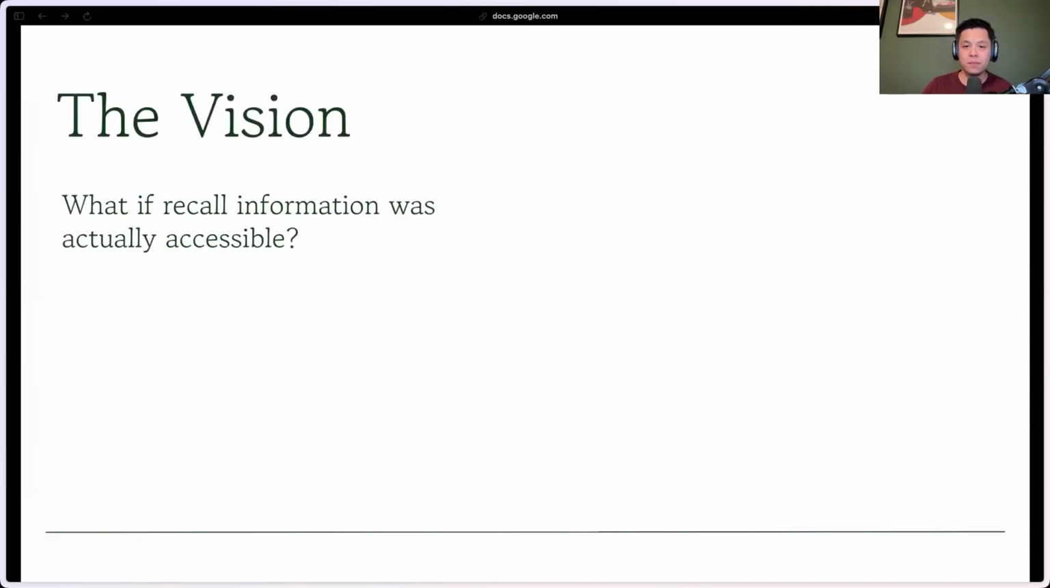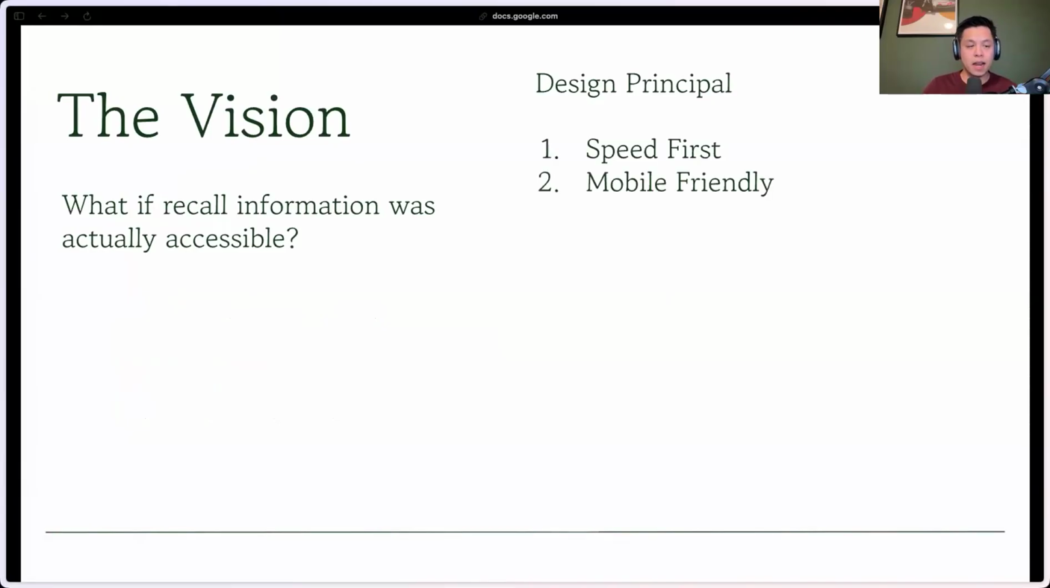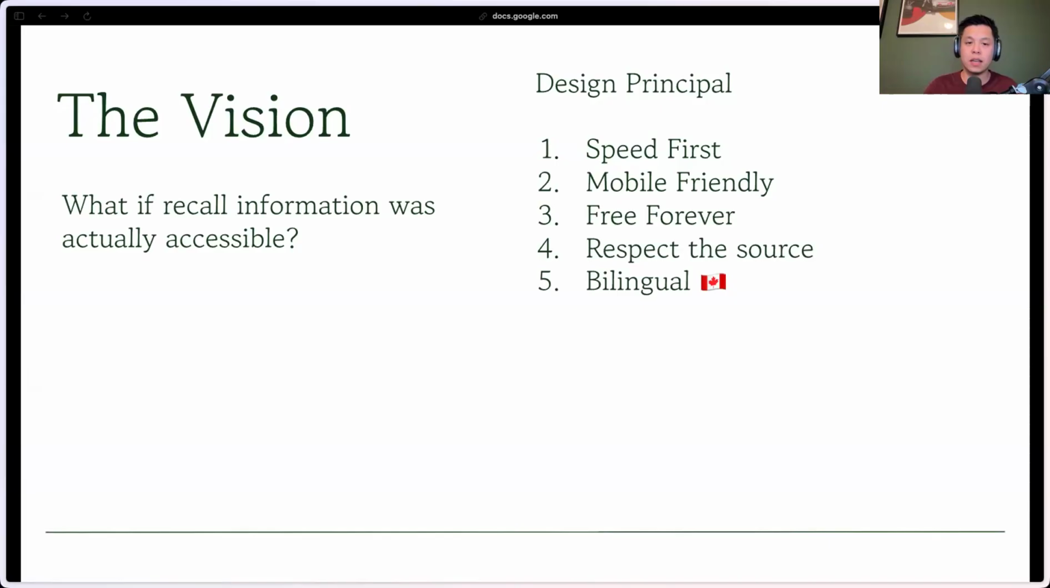Let's try it. So the vision, like I mentioned, I had to think about what the recall information actually looks like if it was accessible. So the first thing that I thought about is it had to be really fast, much faster than what we saw. It had to be mobile friendly. About 70% of users on the internet are browsing on their mobile device. I want it to be free forever. And I also wanted to respect the source. So because we have the JSON data, I also wanted to make sure that my website will always reference the original Health Canada source. And lastly, and most importantly, it has to be bilingual.